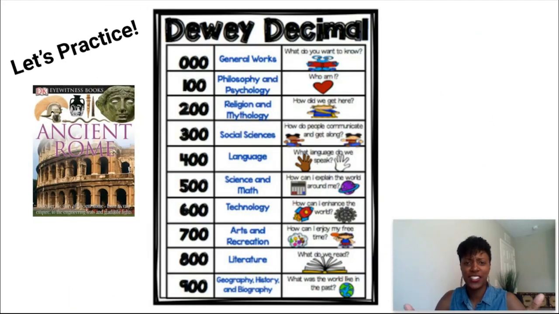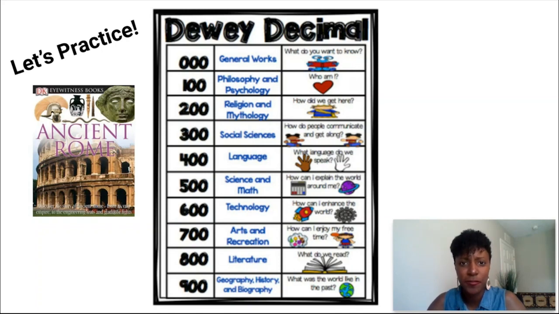So let's practice using this Dewey Decimal System. Here I have a book on ancient Rome and I need to put it back on the shelf. As a librarian, I do a lot of that. So we've got to find where it needs to go. Let's see, if I start in the zeros, general works, what do you want to know? Doesn't really sound like the right place. What about down to the 500s, science and math? How can I explain the world around me? Not quite. Wait a minute, I think I see it.